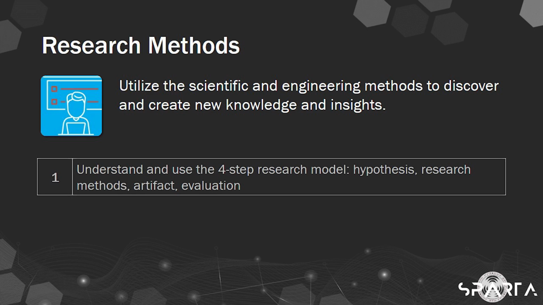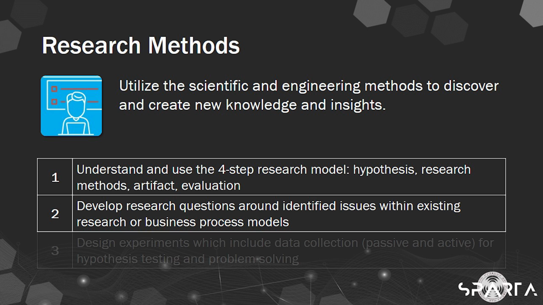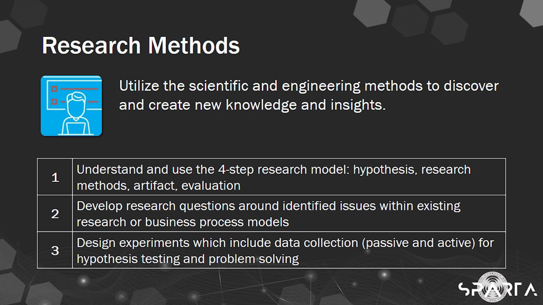Level 0, you currently don't have the skill. Level 1, you understand and use the 4-step research model: hypothesis, research methods, artifact, evaluation. Level 2, you develop research questions around identified issues within existing research or business process models. Level 3, you design experiments which include data collection, passive and active, for hypothesis testing and problem solving. At which level are you in right now?